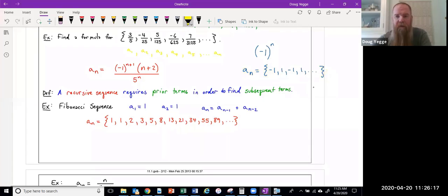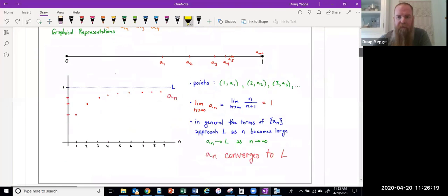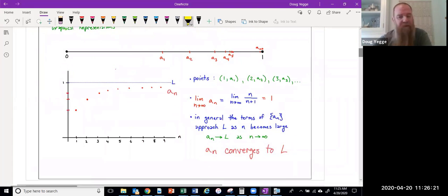That's a good thought, but neither did this one down here. This one didn't approach 0, but it still converged. It converged to 1. So we don't say that it needs to get closer to 0. We're just saying that in this case right here, this one happened to get closer to 1. Any number is fine. So it doesn't need to get closer to 0.